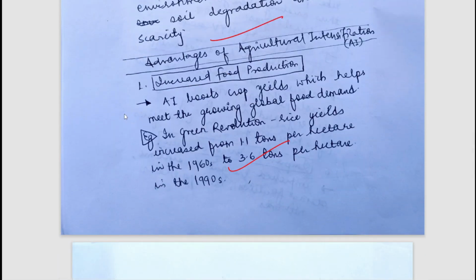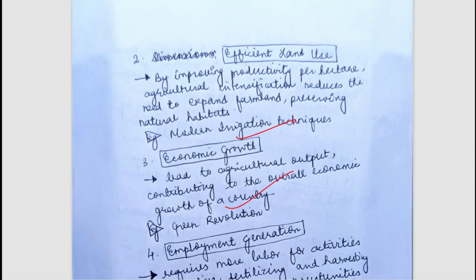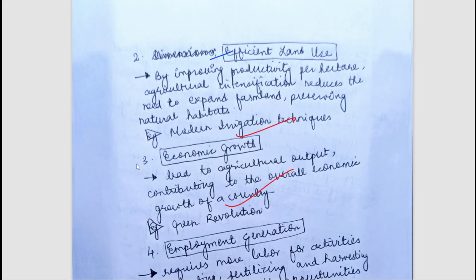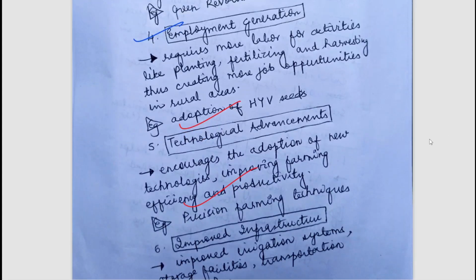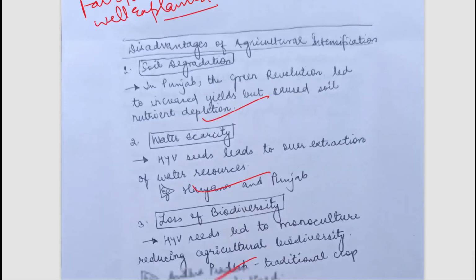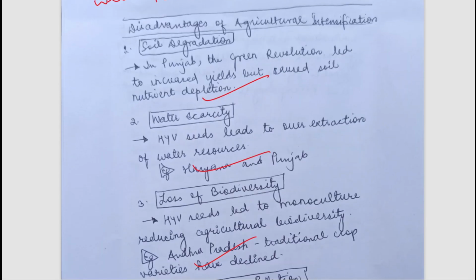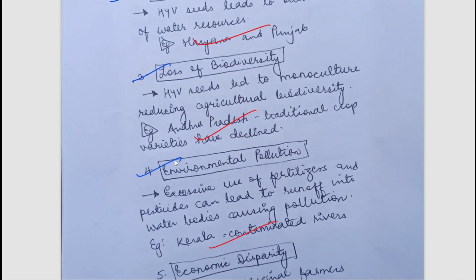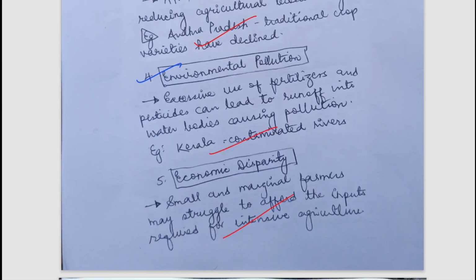What are its advantages? Obviously, increased food production, efficient land use, economic growth, employment generation, high production, technological advancement, improved infrastructure. And what are the disadvantages? Whenever there is high use of fertilizers and high irrigation, there will be problems: soil degradation, water scarcity, loss of biodiversity. These are some of the major problems. You can pause and read the answers.